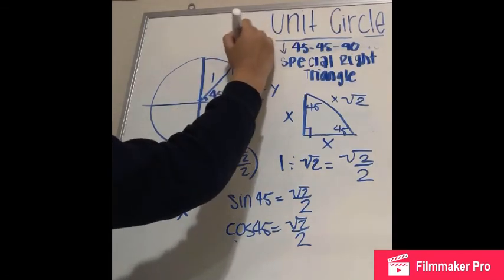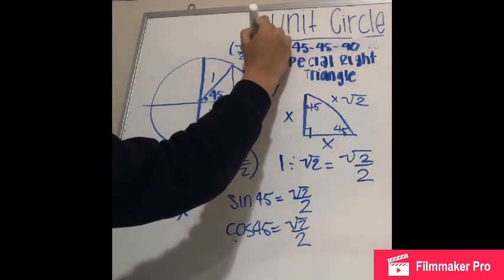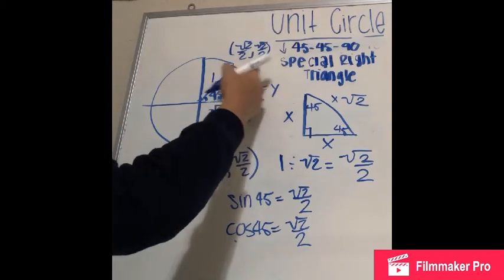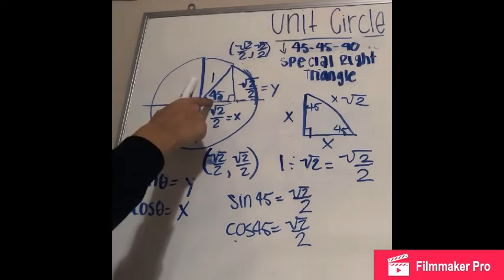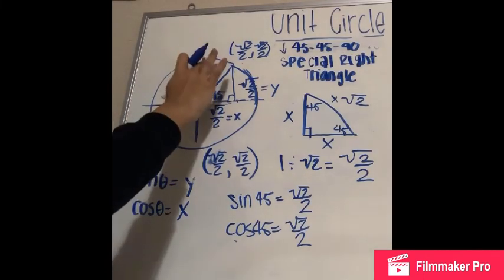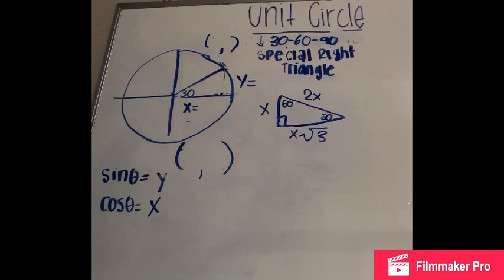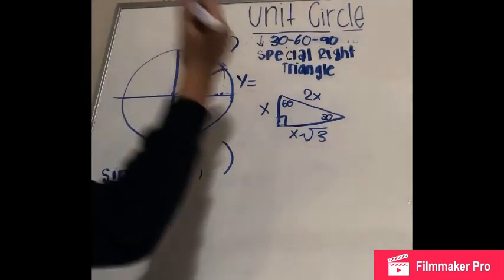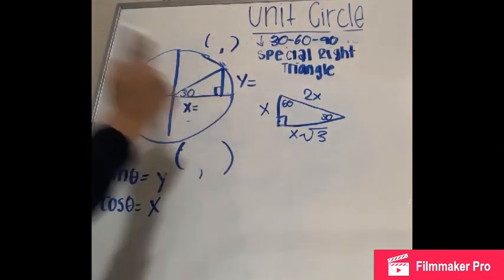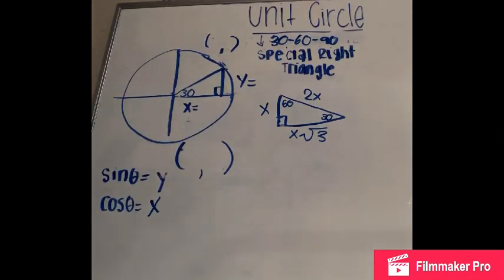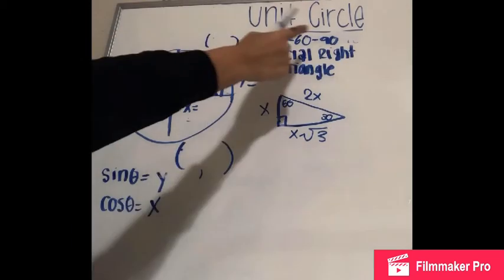This makes the coordinates of angle 45 positive radical 2 over 2, comma, positive radical 2 over 2, because 45 degrees is in between the angles 0 and 90. To find the x and y coordinates of a 30-degree angle, we can start by creating a triangle by connecting the intersection of the angle to the x-axis. Here we have a 30, 60, 90 triangle.